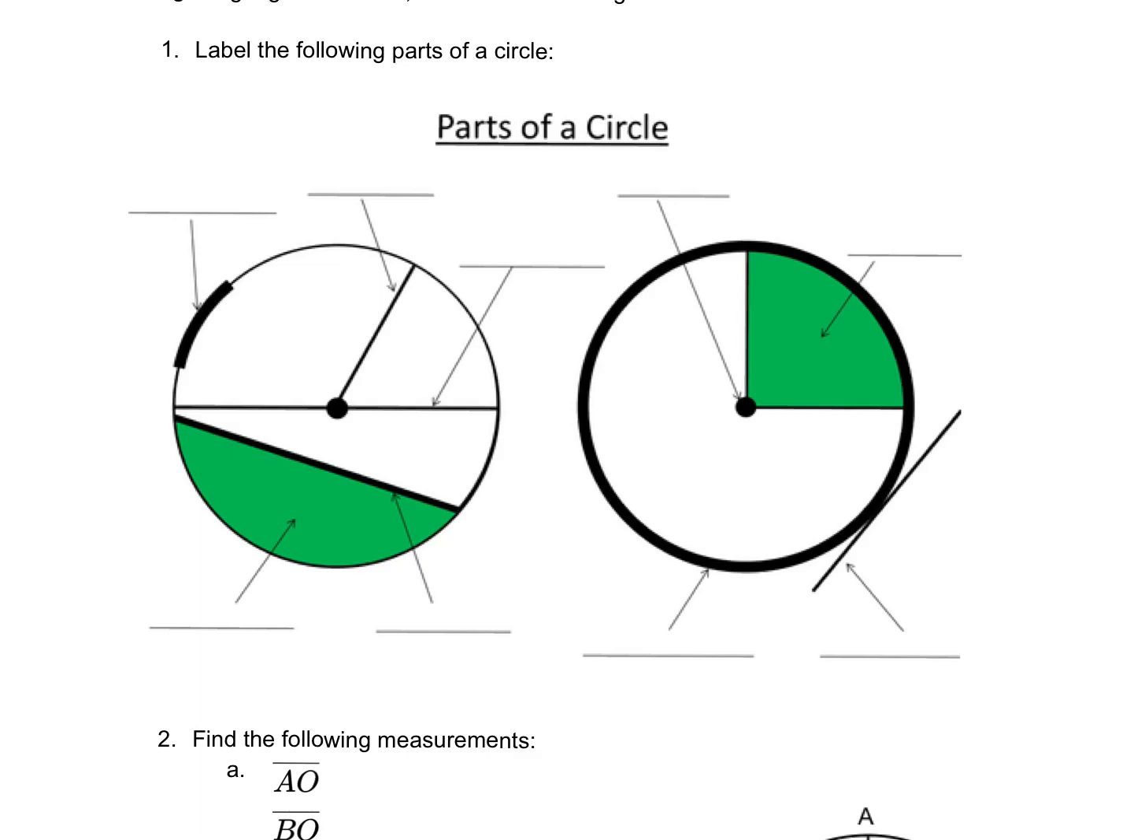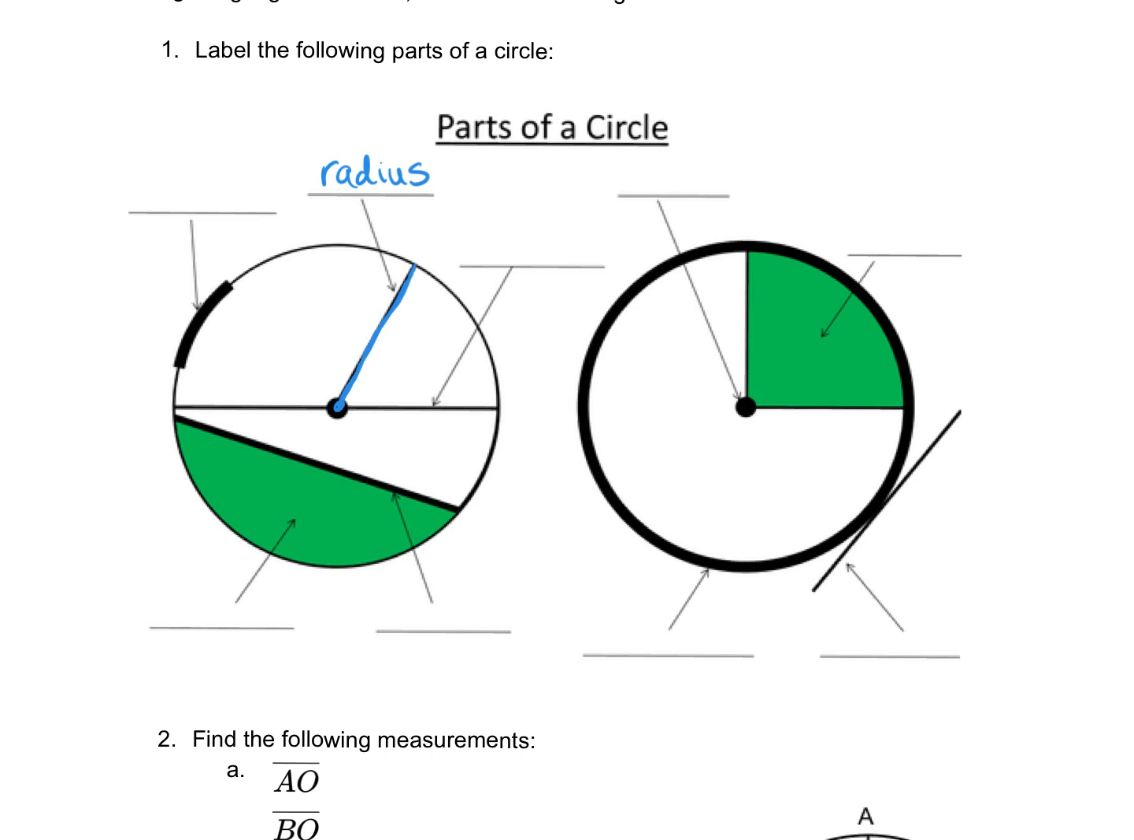For our unit on circles, the first thing we need to do is be able to identify all the parts of a circle. I'm sure the one you're most familiar with is the radius. Now the radius is this line here that starts at the center of the circle and goes to the outer edge.